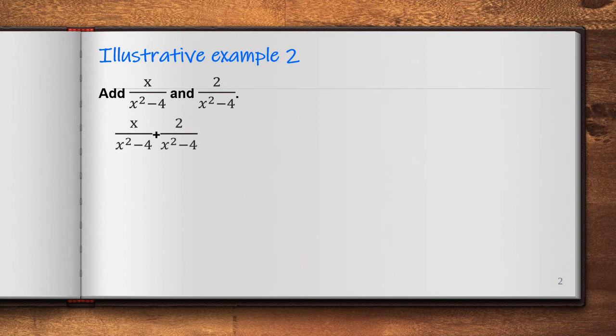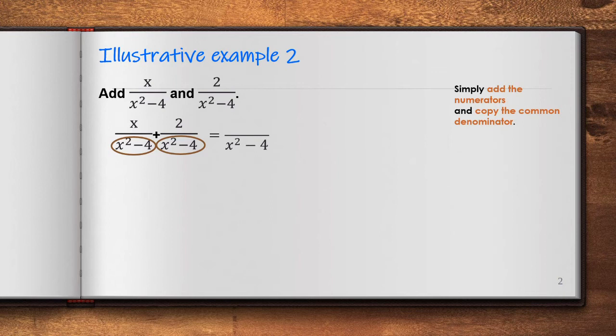Let us now check the denominators if they are similar. Yes, they have similar denominators. So we will just add the numerators and copy the common denominator. Then let's add x and 2 as the numerator. The sum is now (x + 2) over x² − 4.